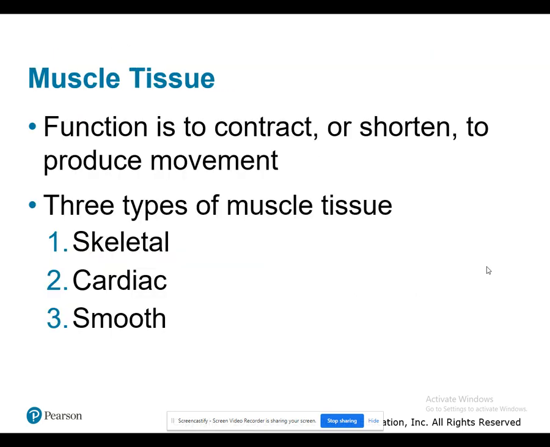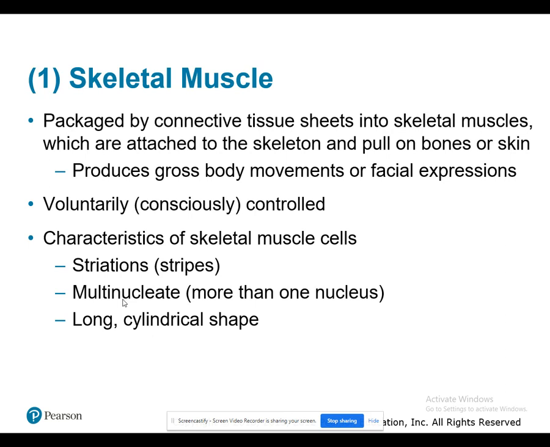So the whole function of muscle tissue is to contract. If you don't know what contract means, it means to shorten. And when they shorten, they produce movement. So it allows your body to move. Now, there are 3 types of muscle tissue, and we're going to talk about each one of these separately. So the first type is skeletal, then cardiac, then smooth. So let's talk about skeletal muscle first.